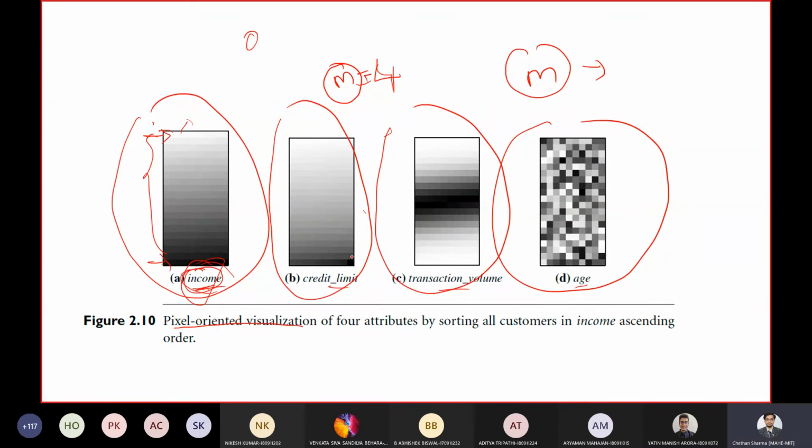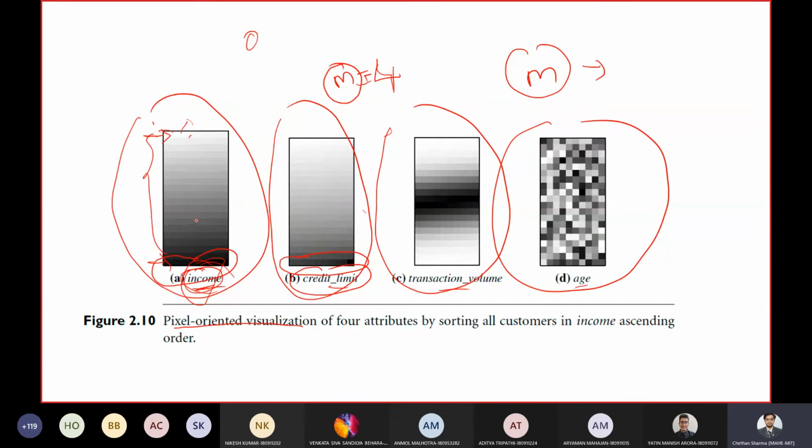The information which you know is, the lighter the color, the lower the value; the darker the color, the larger the value. So is there any analysis or any sense you can make out, if you want to analyze whether income is correlated to other attributes? The more the income, the more will be the credit limit for a given individual having a higher income. Correct. If you see just the credit limit, the more the income, the more the credit limit. This is one observation you can make.